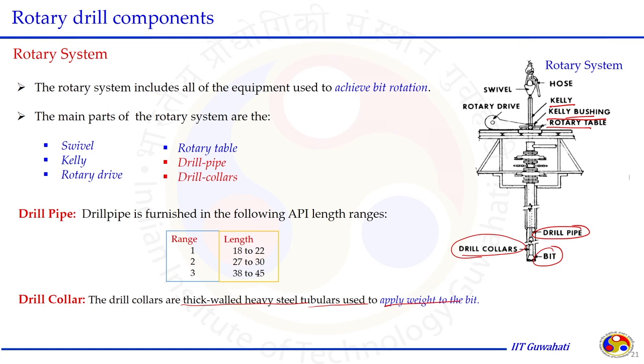Drilling pipes are provided in different API length ranges. So if the range is 1, 2, 3, accordingly the length is classified. For range 1, the length could be 18 to 22 feet. For range 2, it is 27 to 30 feet. And range 3 is 38 to 45 feet in length.